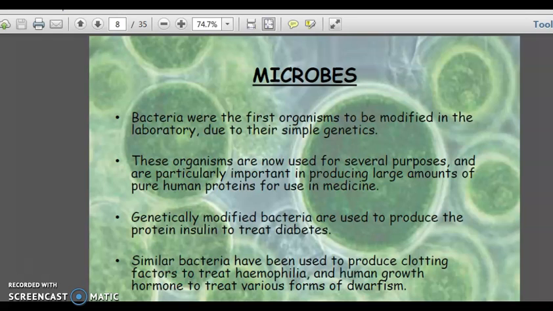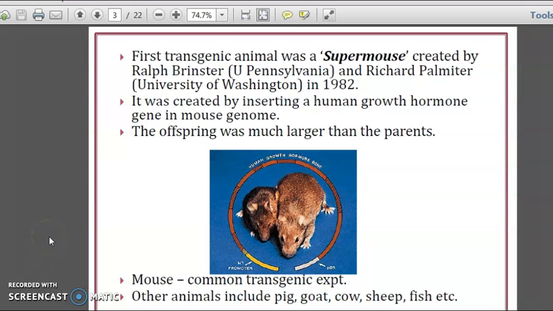Bacteria were the first organisms to be modified in the laboratory due to their simple genetics. These organisms are now used for several purposes and are particularly important in producing large amounts of pure human proteins for use in medicine. Genetically modified bacteria are used to produce the protein insulin to treat diabetes. Similar bacteria have been used to produce clotting factors to treat hemophilia and human growth hormone to treat various forms of dwarfism.